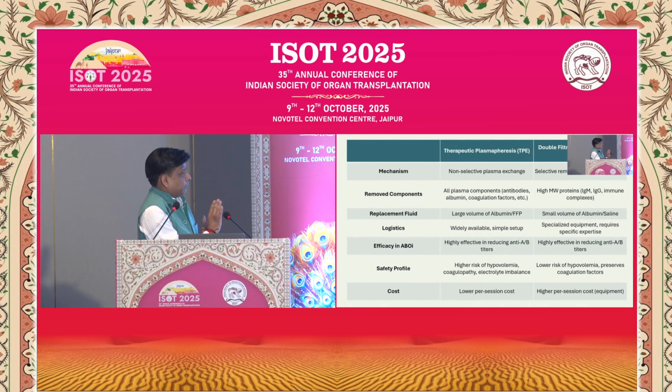So the difference between the two: both remove the high molecular weight proteins, but therapeutic plasma exchange removes all plasma components non-selectively, while double filtration plasmapheresis removes only the high molecular weight proteins. Efficacy is equally effective; for safety, double filtration is better, having a lower risk of hypovolemia, but it has a higher cost per session.